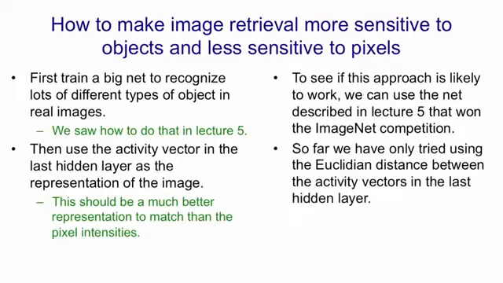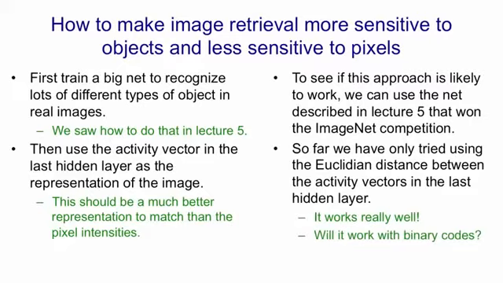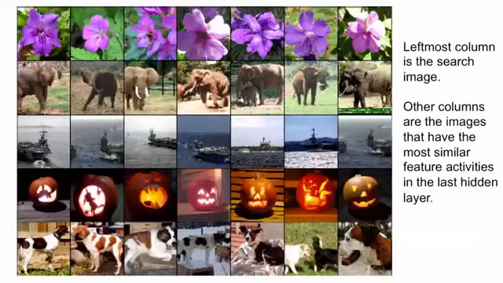So far we've only tried it on Euclidean distance between the activity vectors in the last hidden layer. But obviously if it works for that, we could then take those activity vectors and build an autoencoder on those to get them down to binary codes. So let's first see if it works with Euclidean distance. It turns out it works really well. We don't know yet whether it'll work with binary codes. So in the column on the left, you see the query images, and then to the right of them, you see all the things that were retrieved.